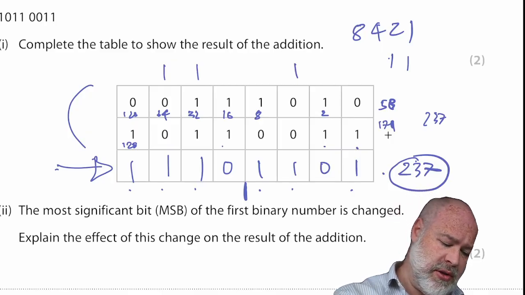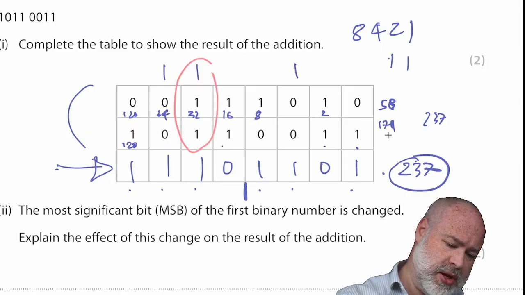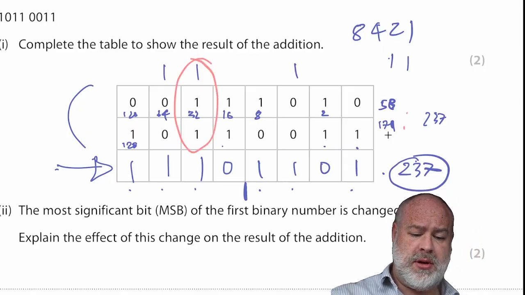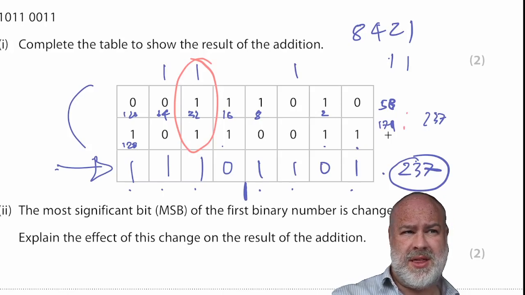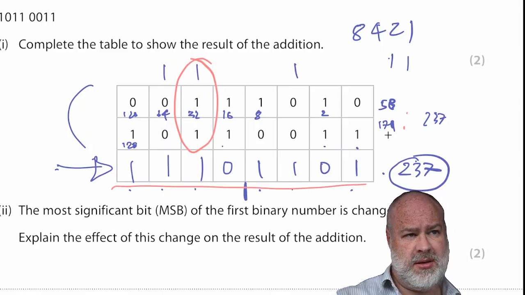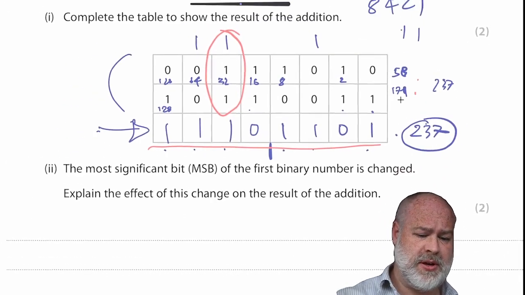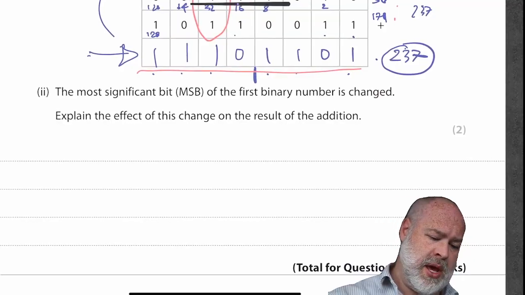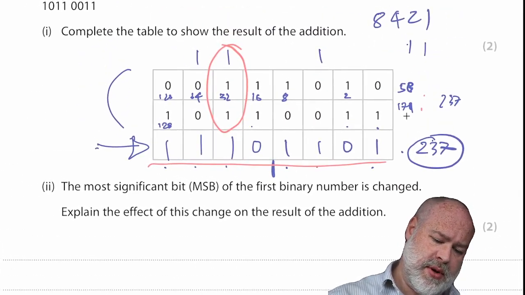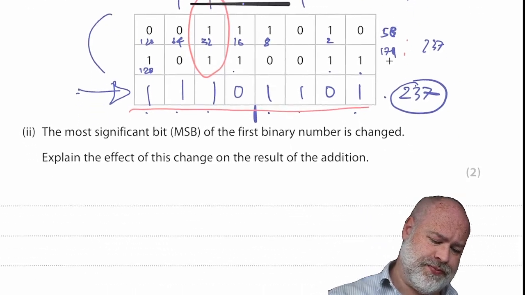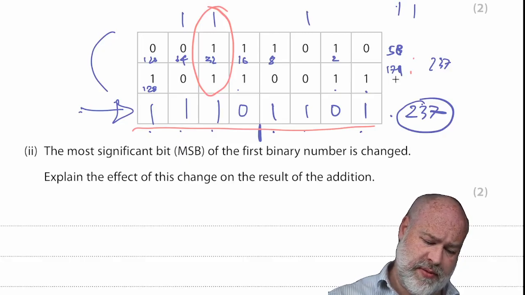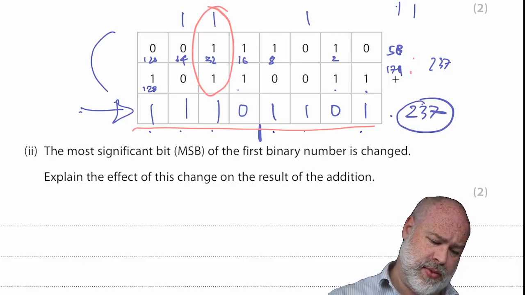If you forgot what to do if you've got 3 1s, it doesn't matter. Just add up the 2, work out what the numbers are, add them up to yourself, and then make sure that whatever you put here is equal to the sum of that. So it's a little bit of a trick. The most significant bit of the first binary number has changed. Right. Explain the effect of this change on the result of the addition.